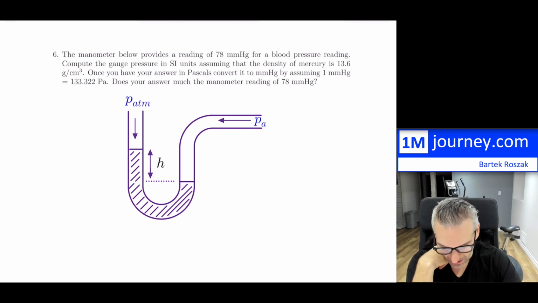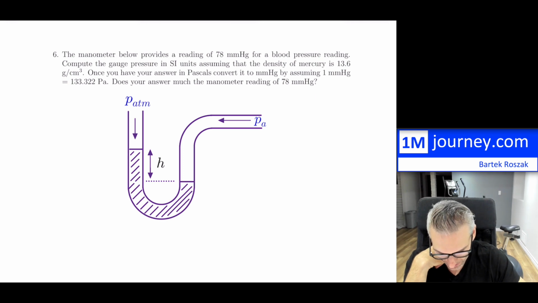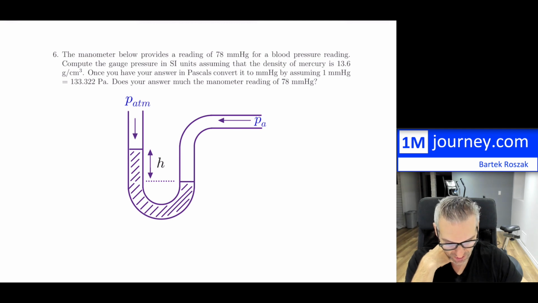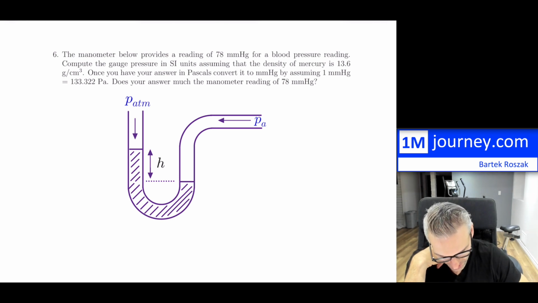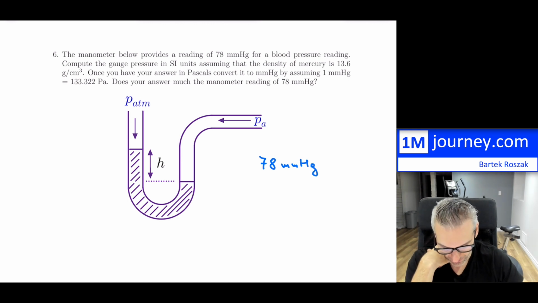So now let's take a look and see what we have in here. It says the manometer below provides a reading of 78 millimeters of mercury. So that's the pressure. This is coming from a blood pressure reading, right? So this would have been the gauge pressure. Let's just put that in here. Now, we have 78 millimeters of mercury. So that's the reading we have.